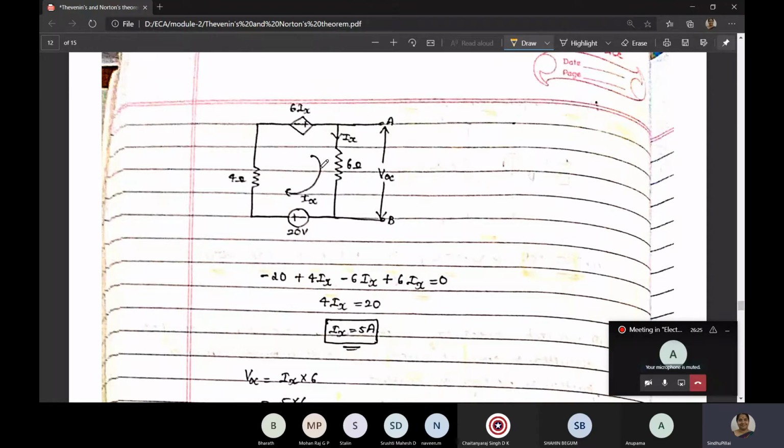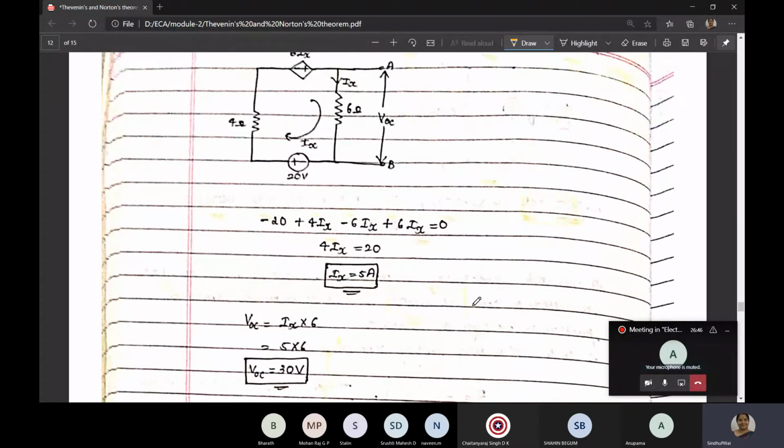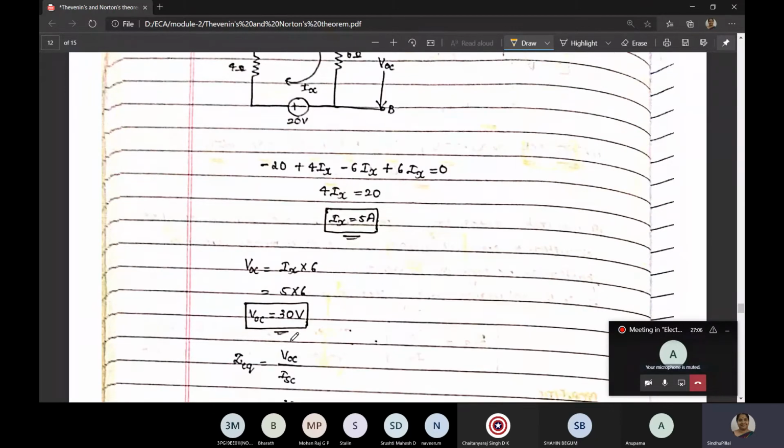Assume that the current in the loop is Ix. Since they have given Ix everywhere, assume the term Ix. Or if you take I1, you substitute I1 wherever Ix is there. Write minus 20 plus 4Ix minus 6Ix plus 6 into Ix equal to 0. Minus 6Ix plus 6Ix gets cancelled, so we get 4Ix equal to 20, and Ix is 5 amps. That is the current through the 6 ohm resistor. So VOC is equal to Ix into 6, which is 5 into 6, that is 30 volts.